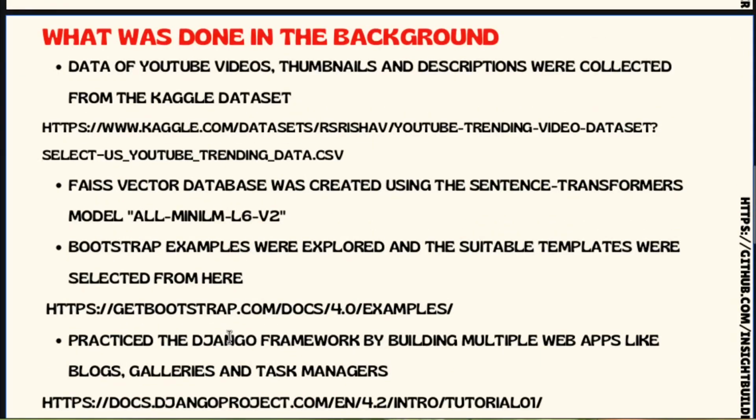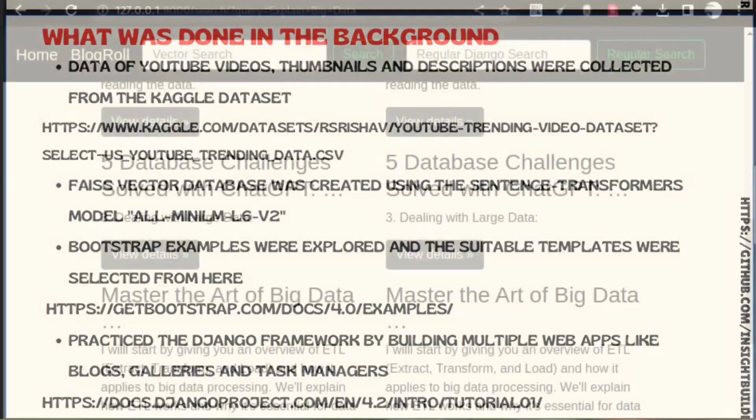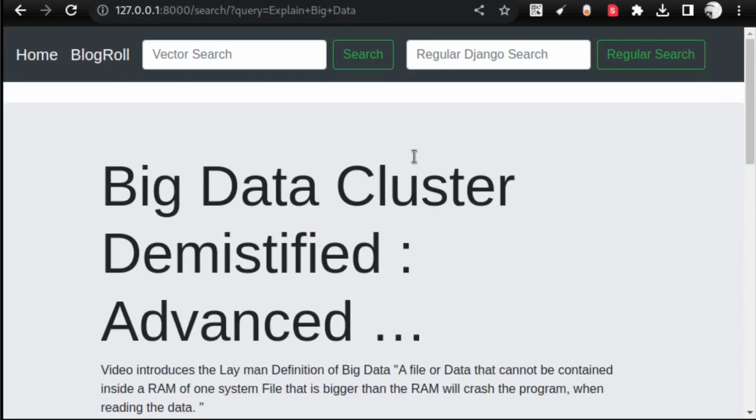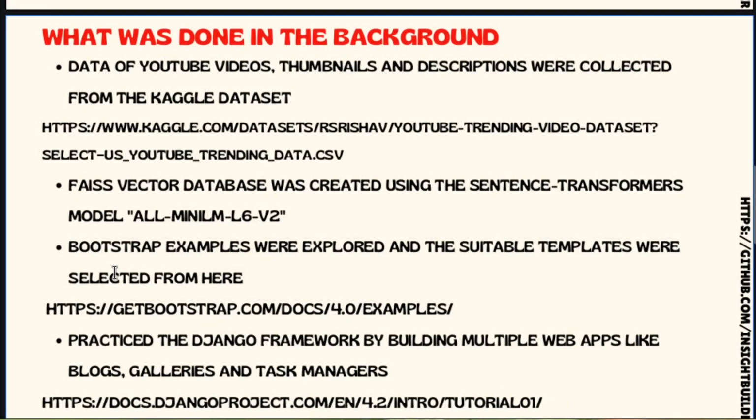What was done in the background? Whatever you saw here, the website, let me go to the browser. So this website was built after a considerable amount of research. Let's go to the PDF. Before actually jumping into the front end, the back end data, that is the YouTube videos, the thumbnails, and the description, was collected from the Kaggle dataset.